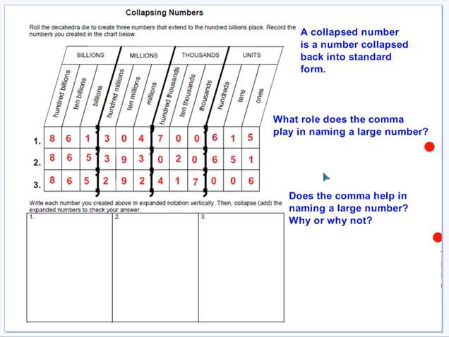So remember that a collapsed number is a number collapsed back into standard form. An expanded number is collapsed to standard form. So what role does the comma play in naming our large numbers? The comma is used to separate our groups of 3 digits as well as it separates our periods, right? It ends each period.